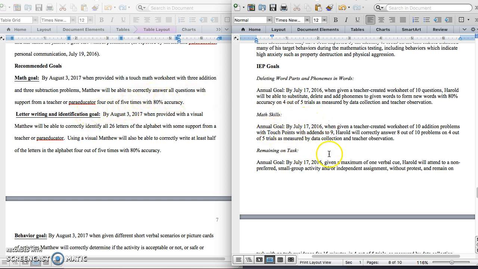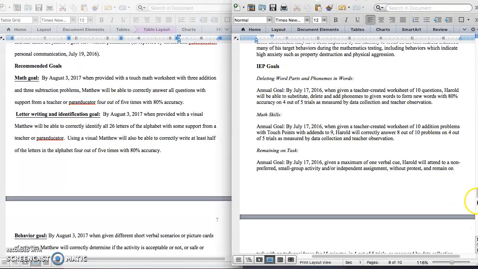A good goal is always the SMART goal. So you've got specific dates and information that you're asking for. Here we go. We've got the annual goal by July 17th, 2016. When given a teacher-created worksheet of 10 addition problems with touch points with add-ins to 9, Harold will correctly answer 8 out of 10 problems on 4 of the 5 trials as measured by data collection and teacher observation.